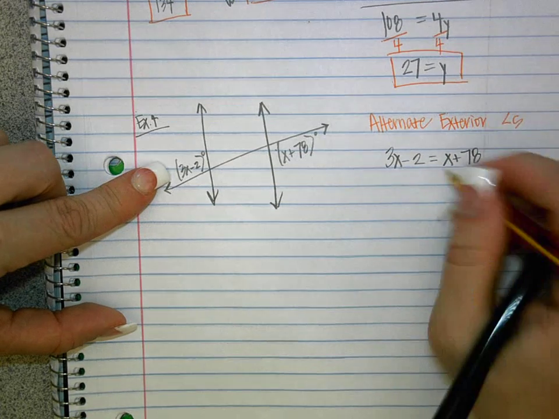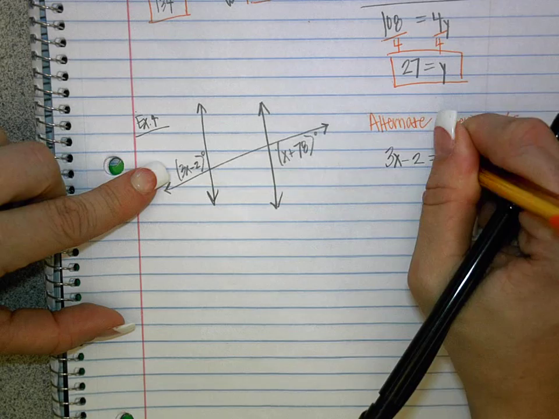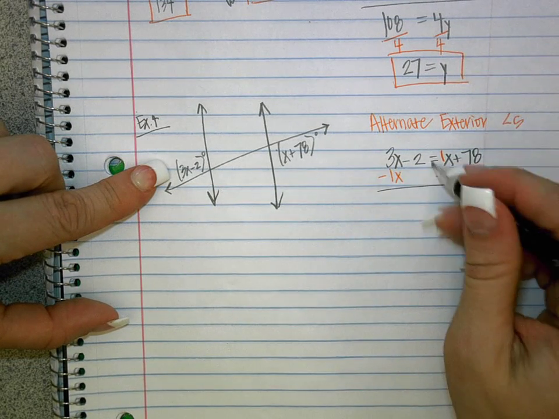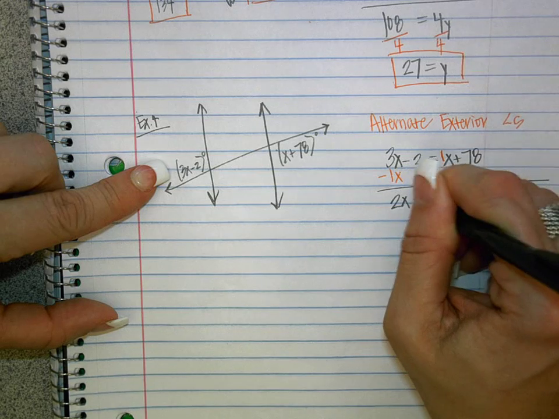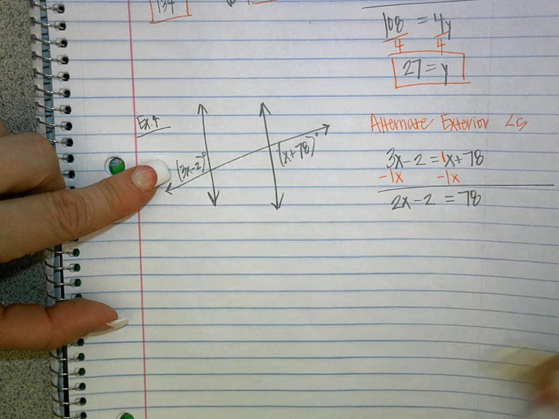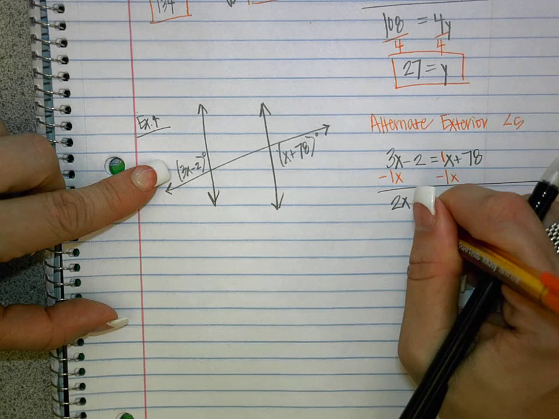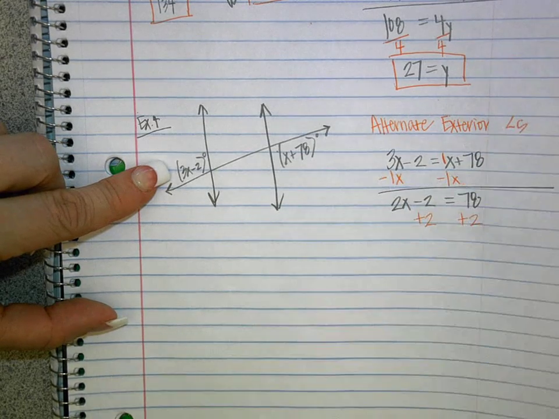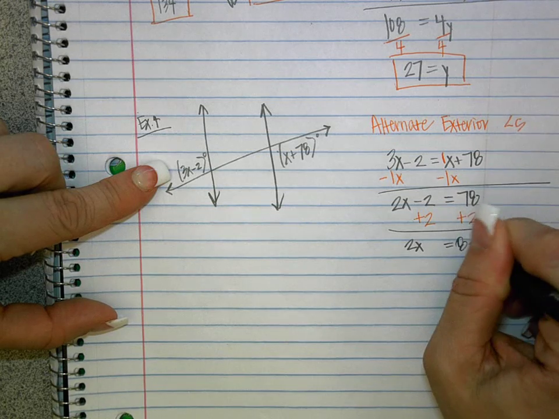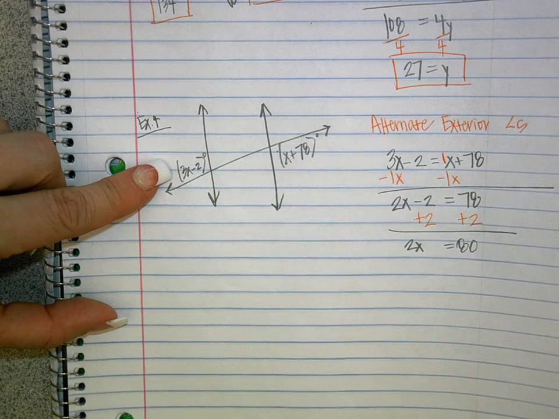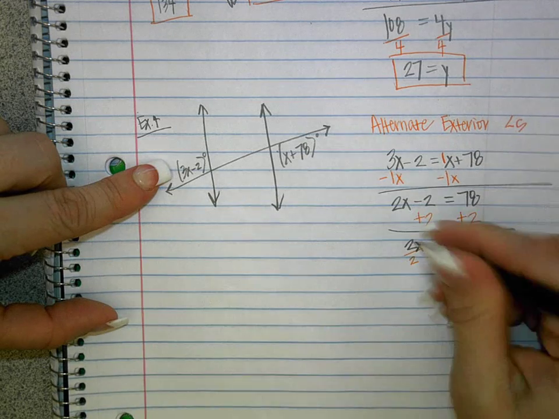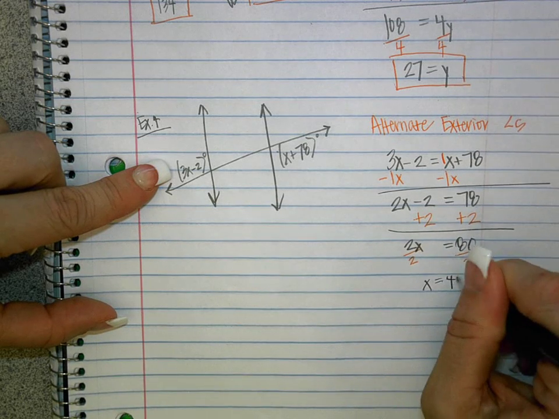Start by moving the 1x, so subtract 1x from both sides. Subtract 1x, 3x minus 1x is 2x. Minus 2 is equal to 78. Inverse operation, so add 2 to both sides. 2x will equal 80. And then to get x by itself, divide both sides by 2. So we get an x value of 40.